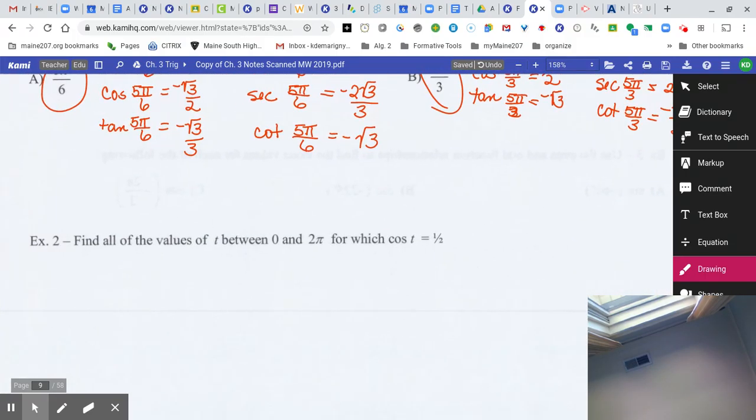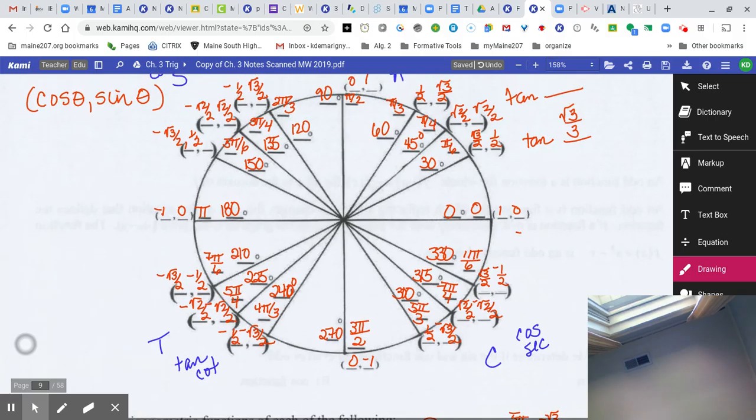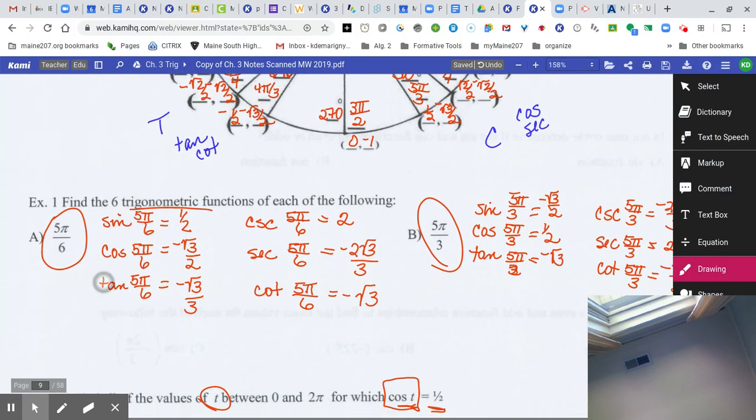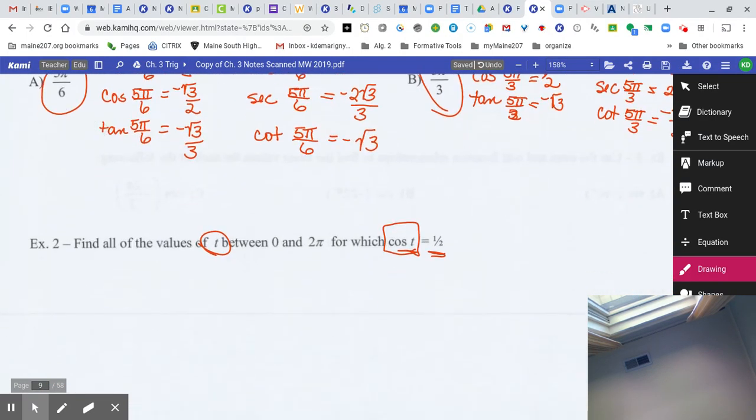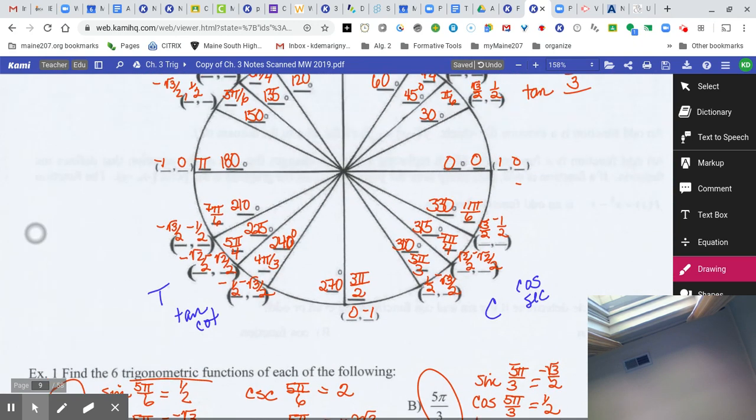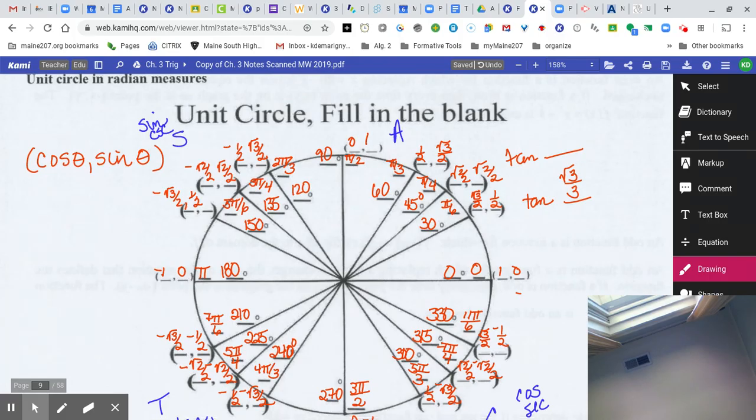All right, next part. Can you find all of the values of t between 0 and 2 pi for which the cosine of the angle is 1/2? Well, I go back to my unit circle again, and I'm looking to see where is my cosine of what angle equal to a half? And please don't think that it's okay if I accidentally use a negative. It's not. So if I'm looking for the half, I'm looking for a 60 degree, and then I'm going to look, well, that one's the negative.